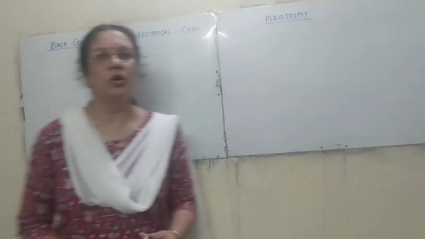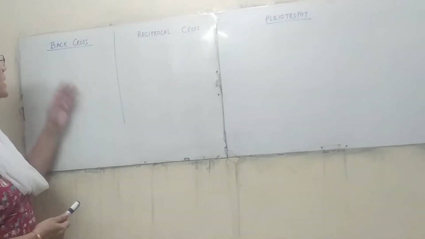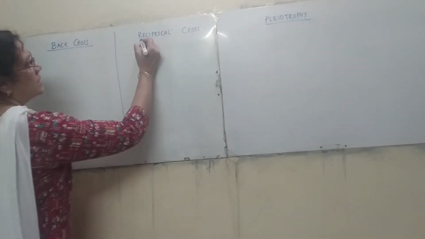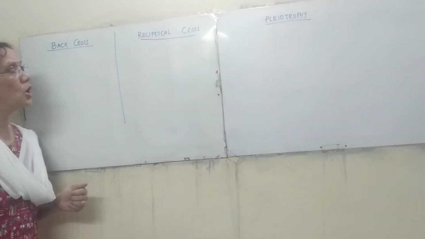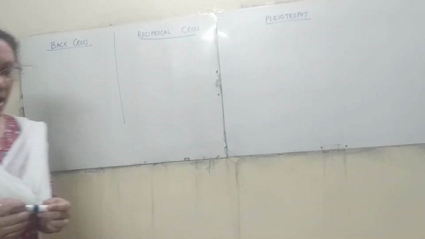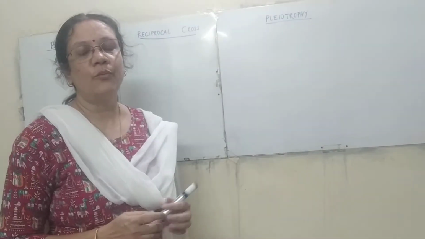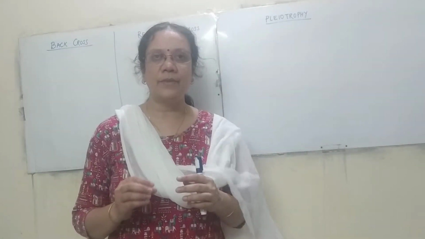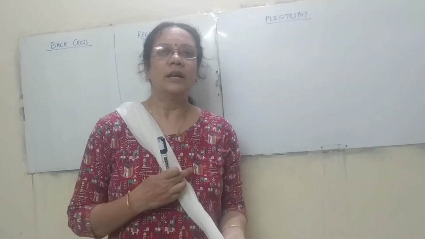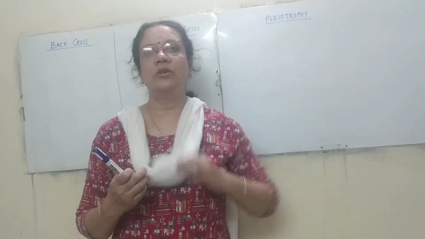Okay, today we will do two types of crosses. One is back cross and the other is reciprocal cross. What is a back cross? Now, suppose we know that the recessive gene is actually considered a character which is not required.